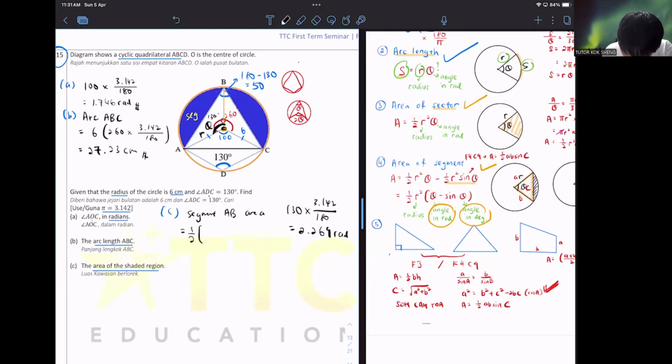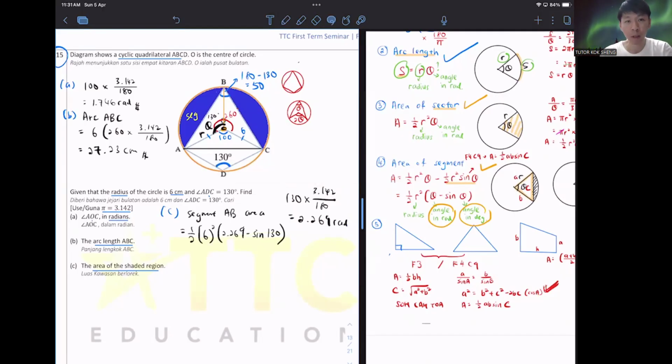Now we can sub in for the segment. 1 over 2 r squared, radian first, minus sine of the degree 130. It's 1 over 2 times 6 squared and 2.269 minus sine 130. 27.05.